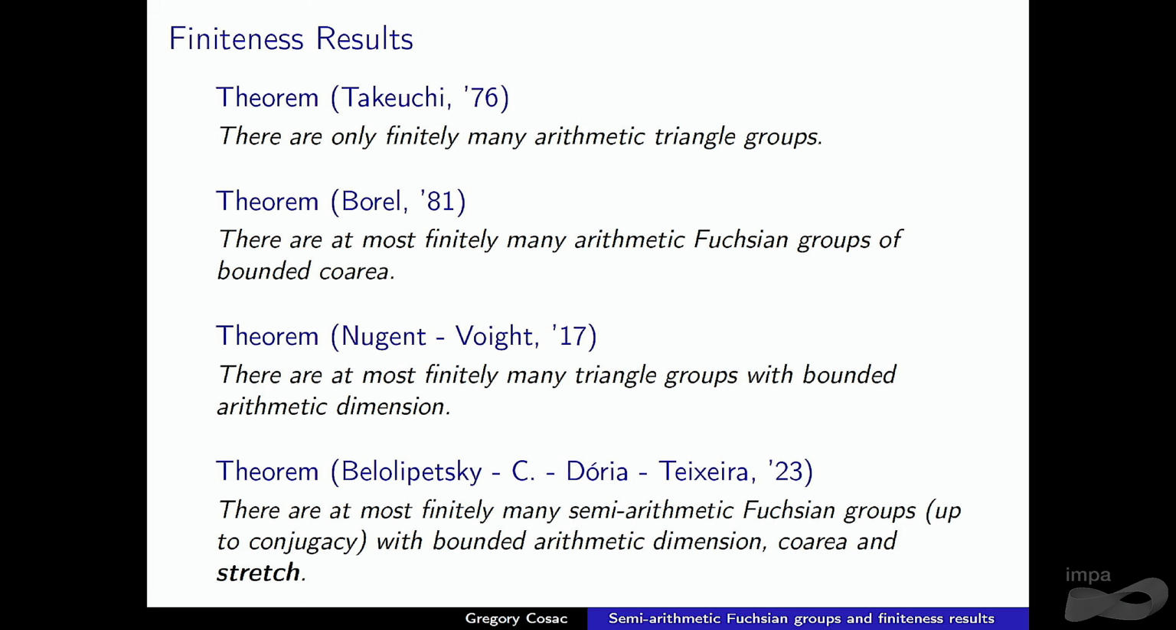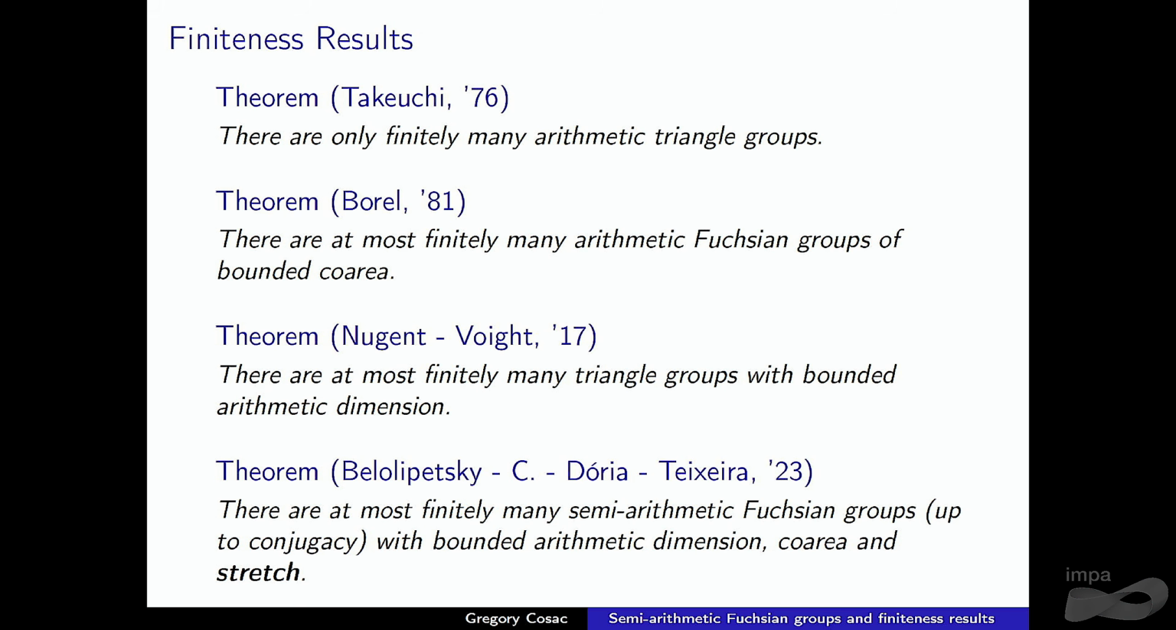And Nugent and Voight generalized Takeuchi's result directly in another way. They're still looking at triangle groups, but they're looking at triangle groups that have a bounded arithmetic dimension, right? That is the invariant that I mentioned earlier. And also here you have finitely many triangle groups with finite arithmetic dimension, right?